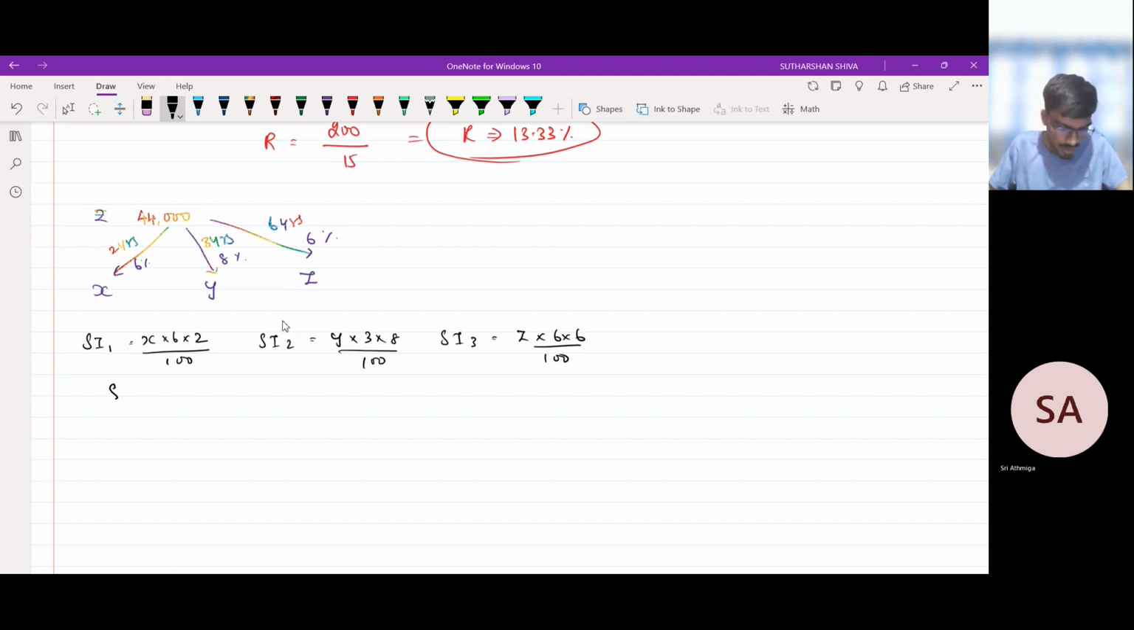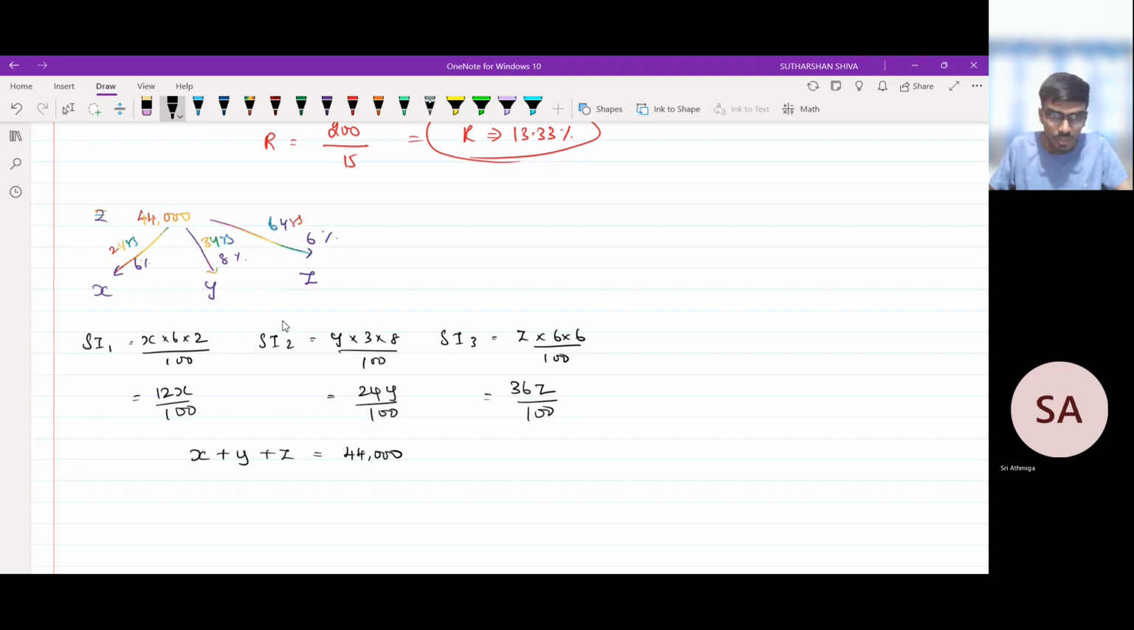This is nothing but 12x by 100, 24y by 100, 36z by 100. Is that right? So I know x plus y plus z, the total principal value, is 44,000.